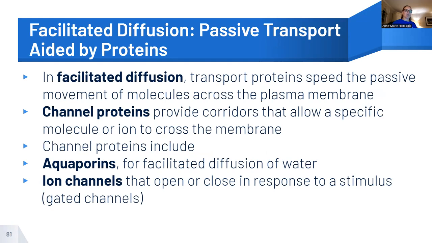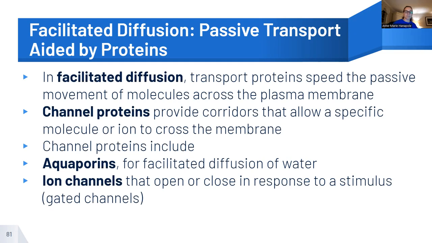Okay, so again, looking at those channel proteins, facilitated diffusion is when molecules need assistance getting into the cell, or moving across the membrane. Channel proteins provide a corridor that allows specific molecules or ions to cross the membrane. Channel proteins include aquaporins. Aquaporins are channel proteins for the diffusion of water, allowing larger quantities of water to get into the cell. But there are also ion channels.